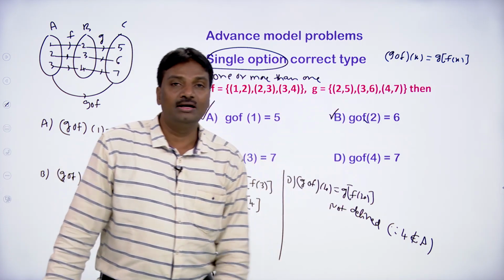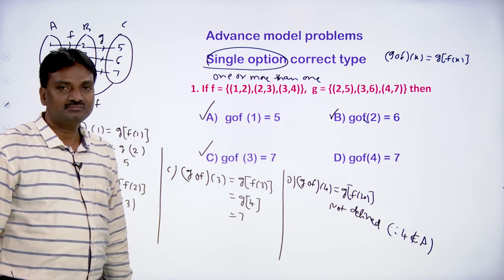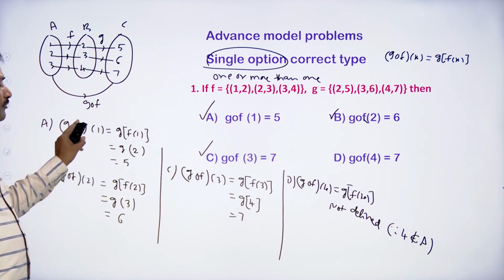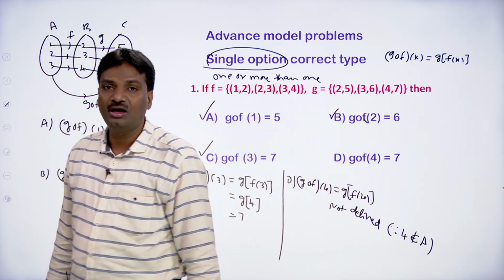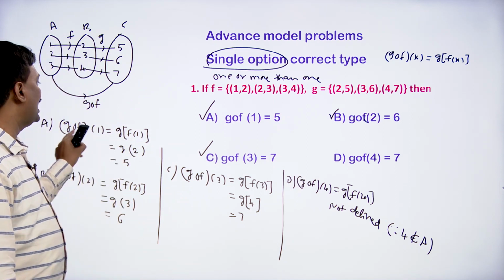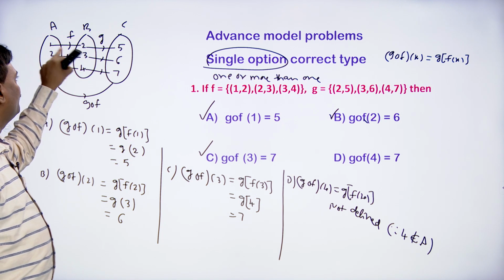And in C, let us consider the elements 5, 6, 7. If we consider option A, G circle f of 1. So according to this formula, G circle f of x is G of f of x, we can write G circle f of 1 as G of f of 1. With respect to f, the image of 1 is 2. So f of 1 can be written as 2.